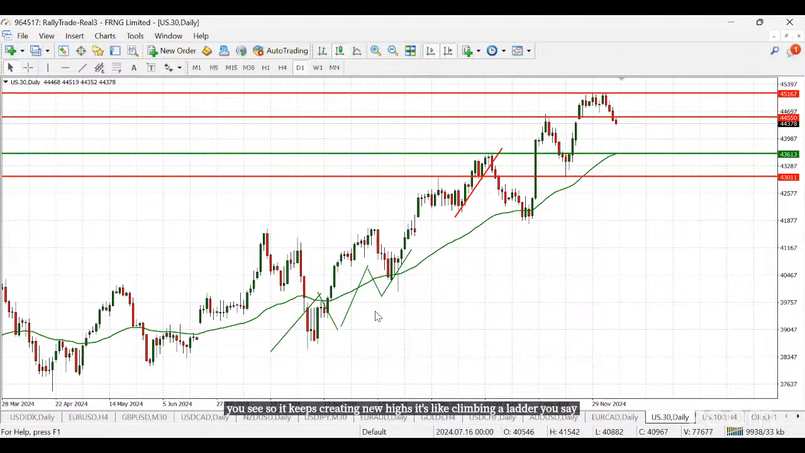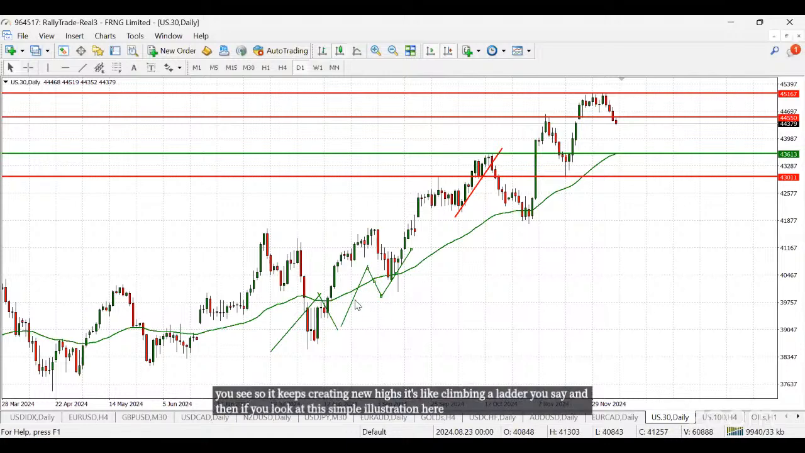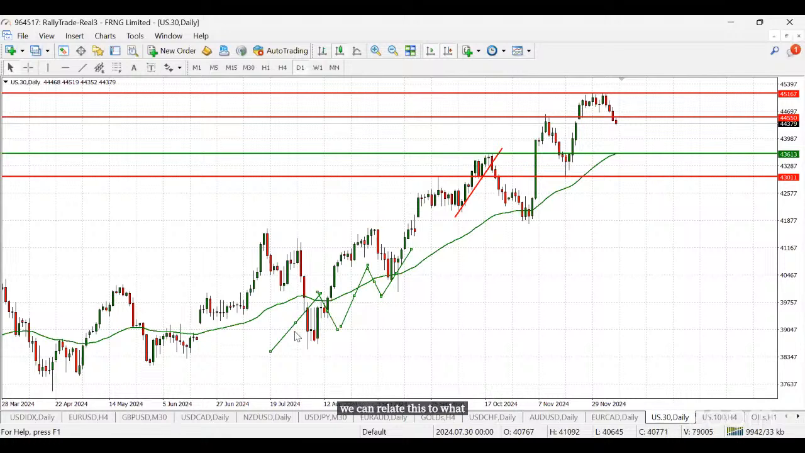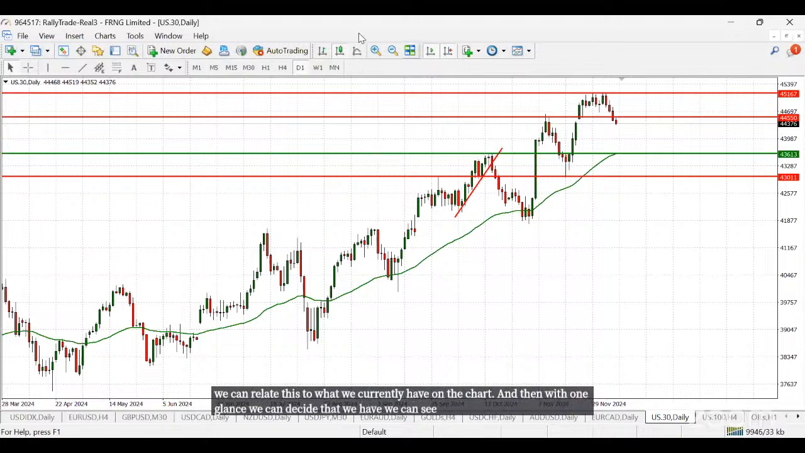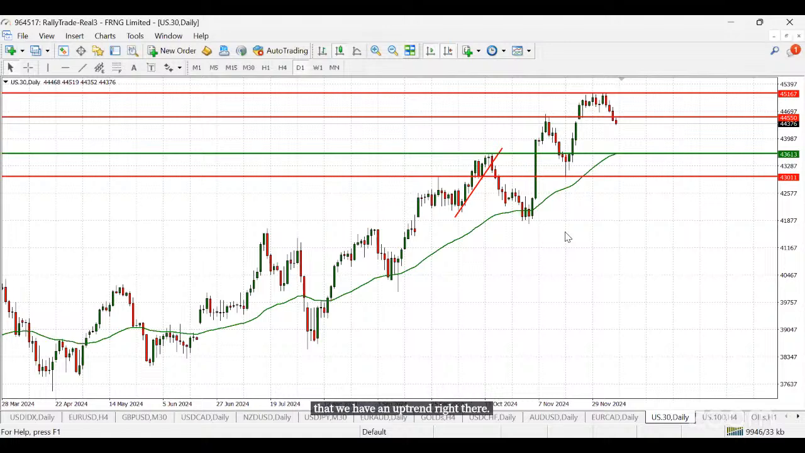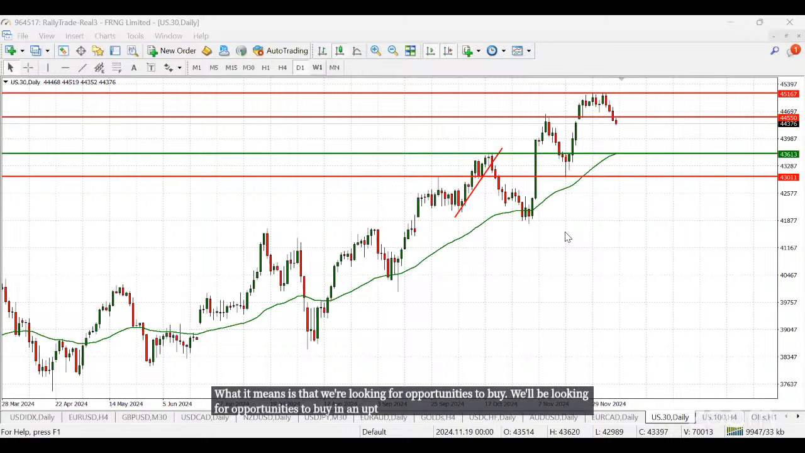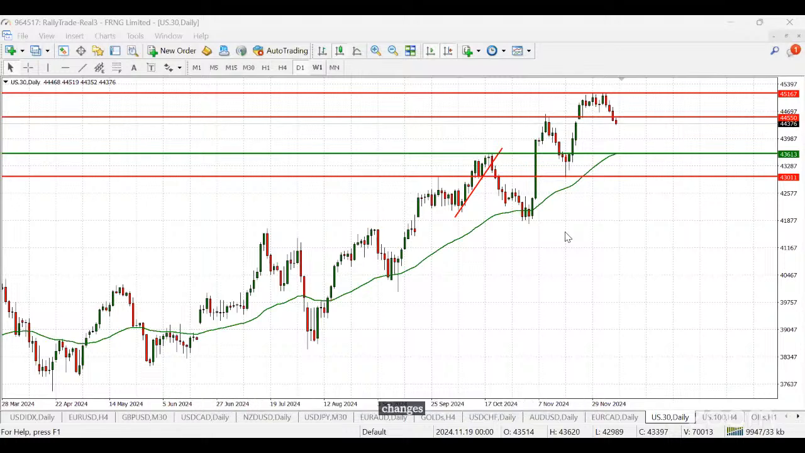And then if you look at this simple illustration here, we can relate this to what we currently have on the chart. With one glance, we can see that we have an uptrend right there. Okay, so because it's an uptrend, what it means is that we're looking for opportunities to buy, until the trend changes. That's when we'll start having a different bias, changing from uptrend to downtrend. So currently we have an uptrend, it's still quite intact.